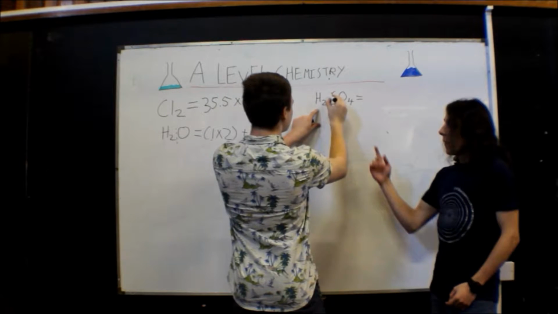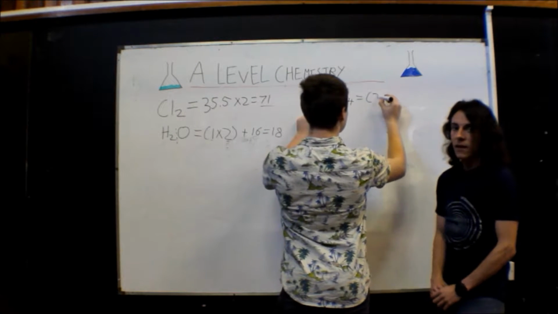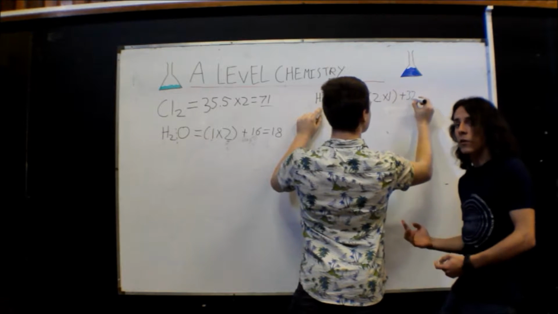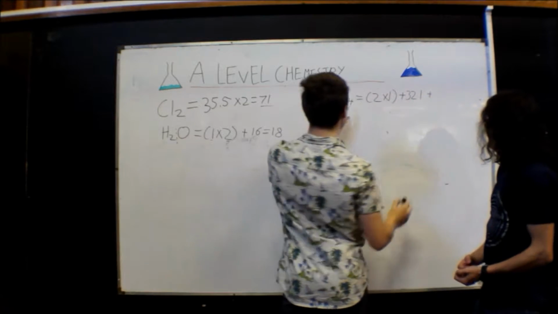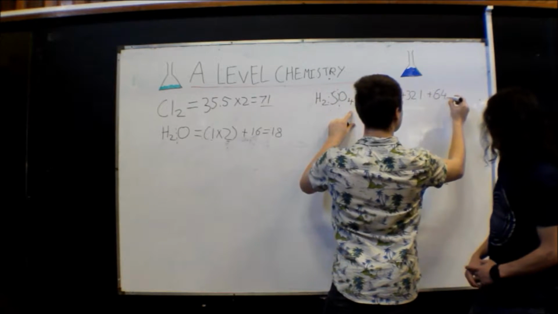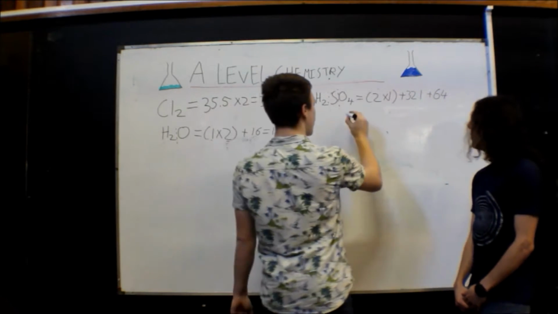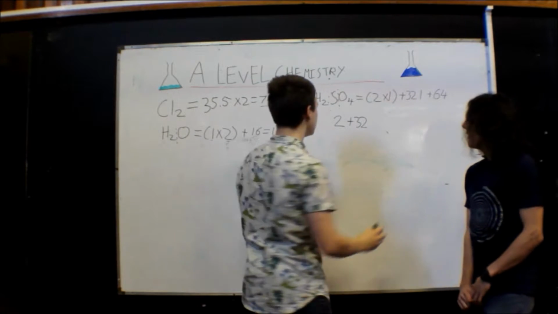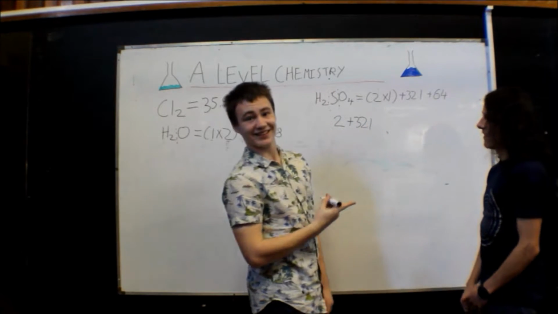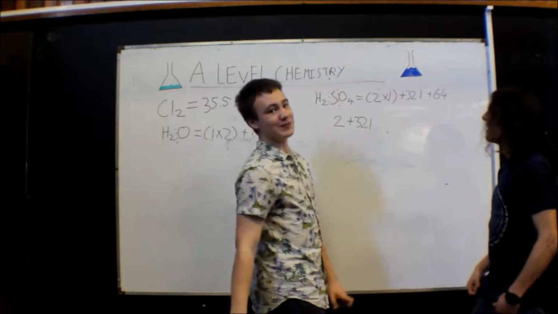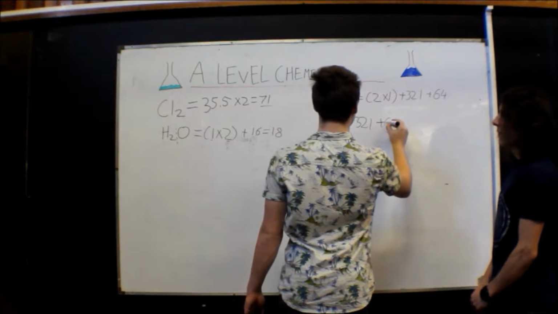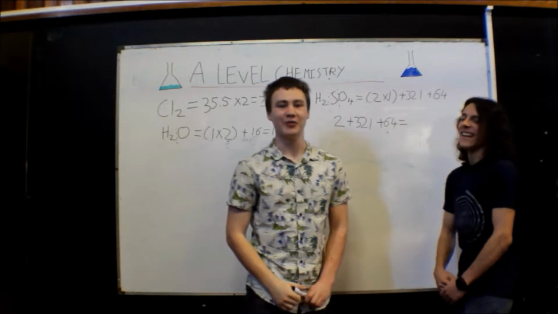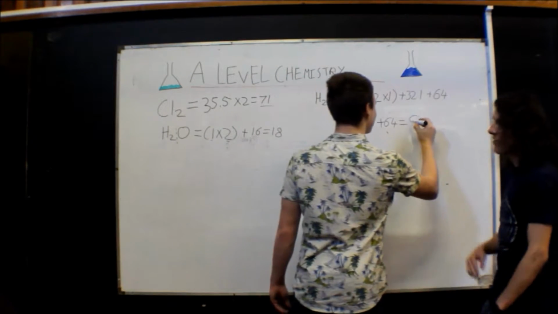Now, we already know that hydrogen has a mass number of 1, sulfur is 32.1, and each oxygen is 16, but there's 4 of them, so we times it by 4, and this gives us 64. You simply add them all together. We have 2 plus 32, which is 34.1. Plus 64, which is 98.1. Maths. Yeah, it's fine, it's chemistry, you've got a calculator in the exam, it's okay.